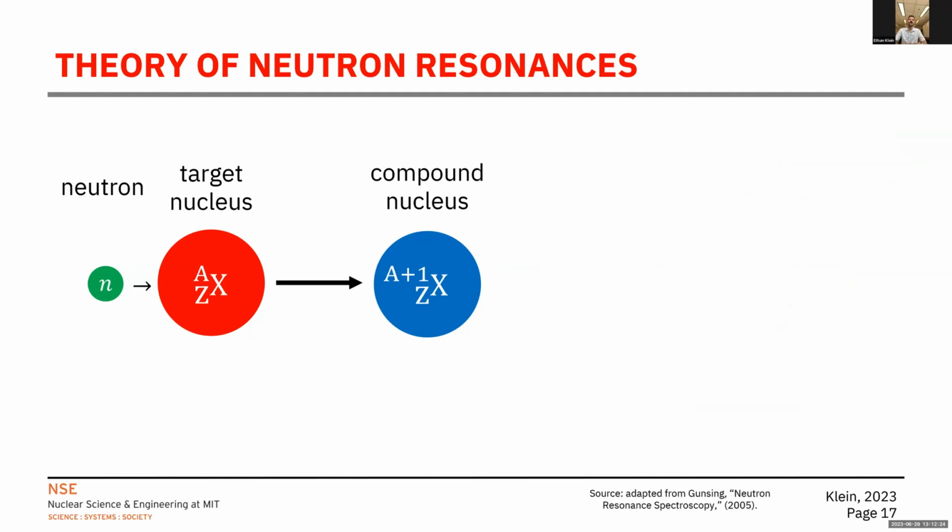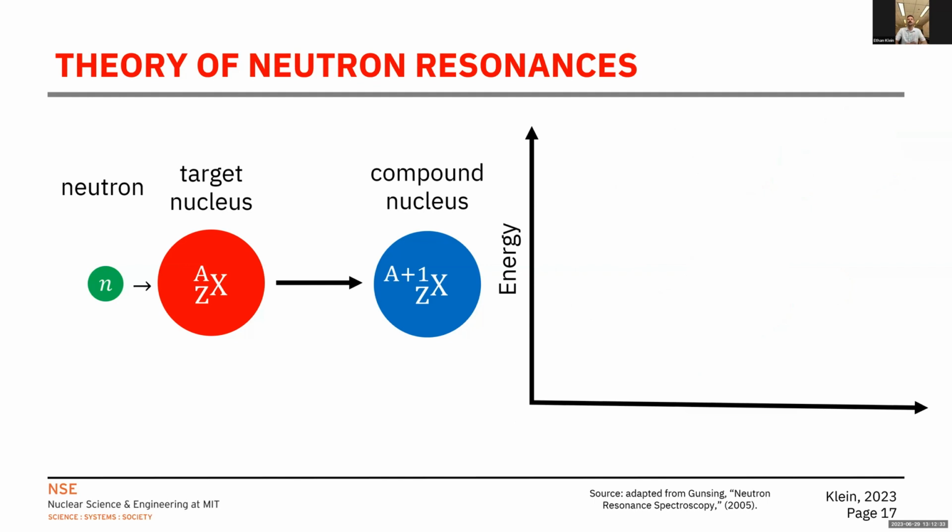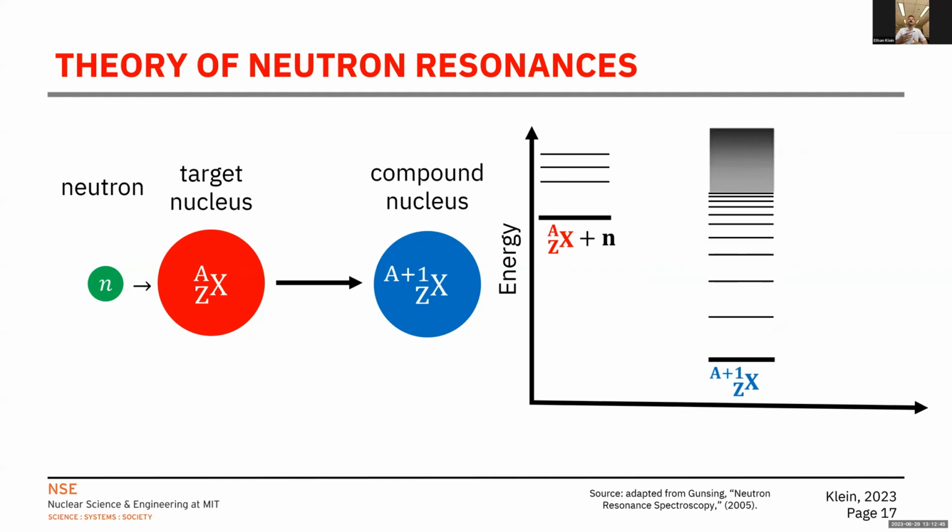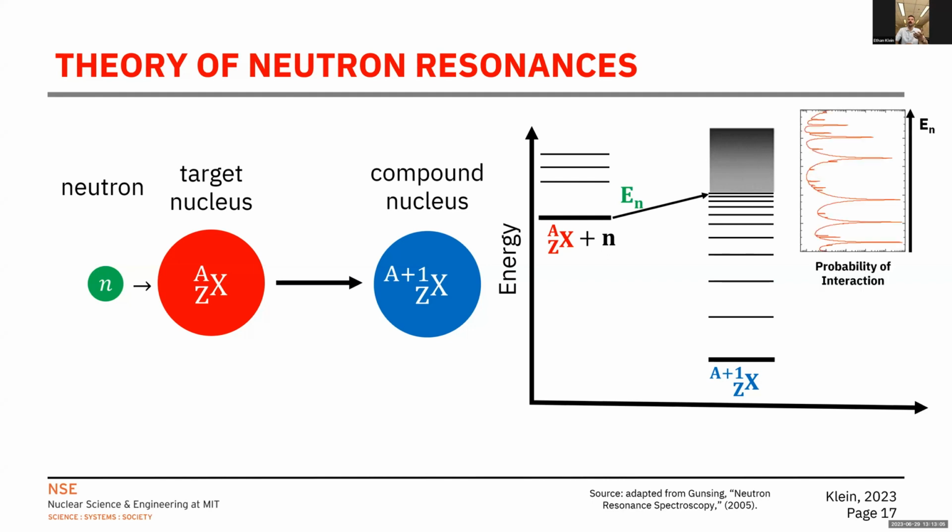target nucleus. Now, what governs the likelihood of those different interactions and how likely it even is to form a compound nucleus in the first place? We can imagine here, on the y-axis, the energy of the total system. On the left-hand side, we have the energy levels for the state of the target nucleus plus the neutron. And on the right-hand side, we can see the energy levels for that isotope A+1 of element X. And this is the basis of the NRTA technique: if you fine-tune the energy of your neutron such that it matches one of those states in the compound nucleus, then we end up getting an increased likelihood of interaction, an increased likelihood that we form that compound nucleus.